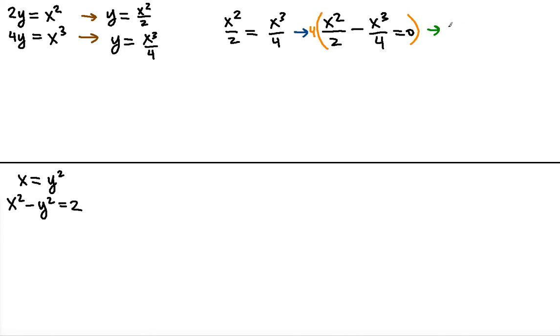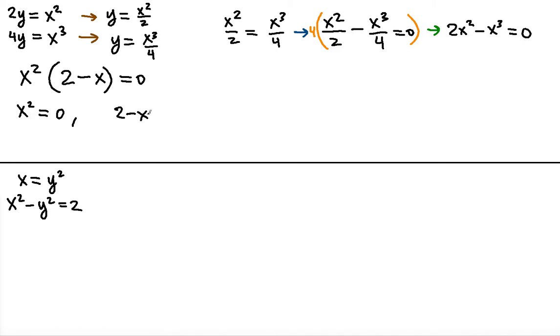4 over 2 is 2, so 2x squared. 4 divided by 4 is 1, so it's just minus x to the third. And 0 times 4 is still 0. Now you want to factor out the x squared from these two terms, so you will get x squared times 2 minus x is equal to 0. This is how you factor the left side. Now individual factors can be set to 0 and therefore are solvable. So x squared is equal to 0, and in another case 2 minus x is equal to 0.